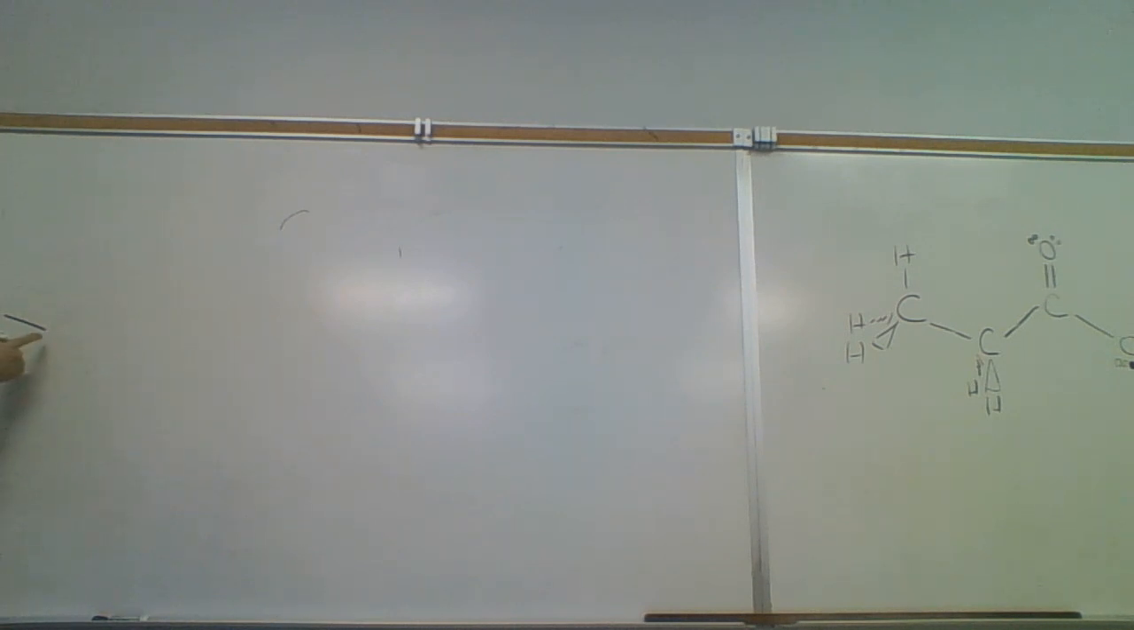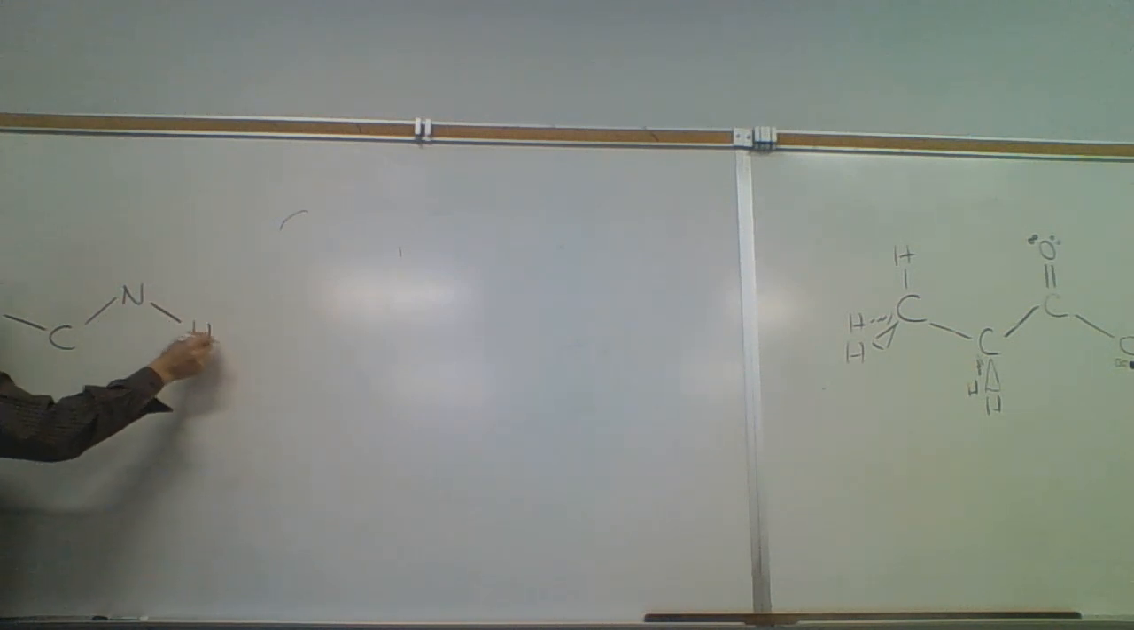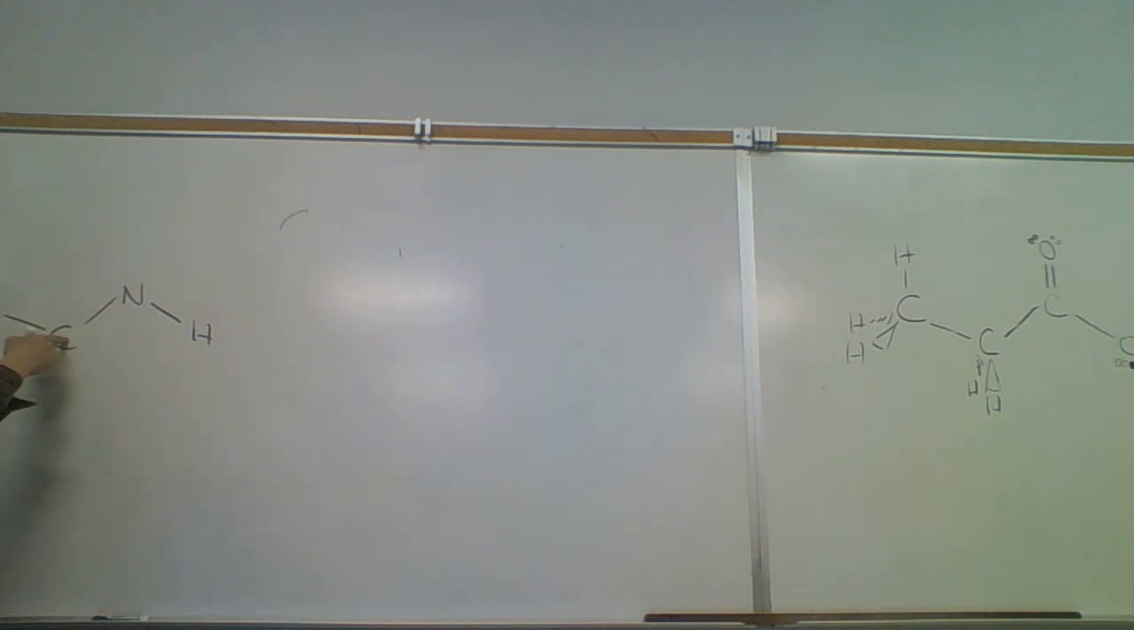So we go carbon to carbon, and then carbon to nitrogen, like that. And then nitrogen to hydrogen. And so what we're going to do is we're going to start the zigzag here, starting with the first carbon. So I go carbon, nitrogen, hydrogen. All these are flat in the plane.